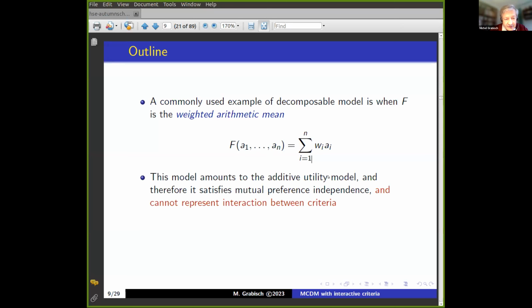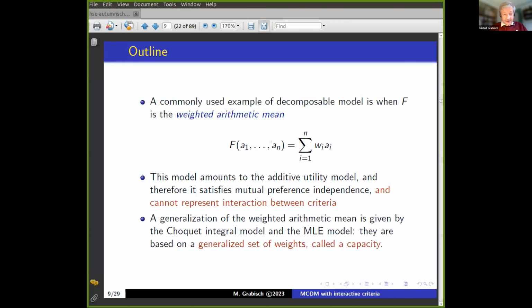And since the additive utility model implies mutual preference independence, you see that the additive model cannot represent interaction, by our definition of interaction. Okay, so what we propose is to generalize this by what is called the Choquet integral and the multilinear extension. We will explain this in a moment.